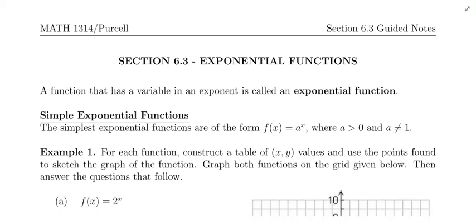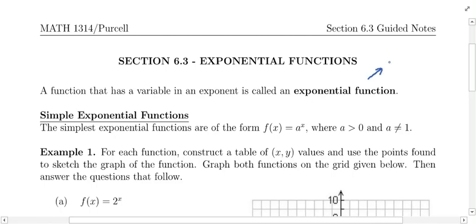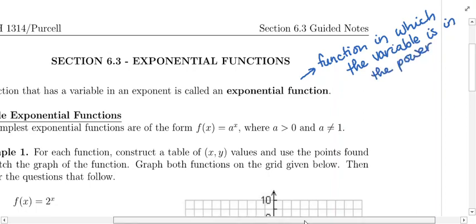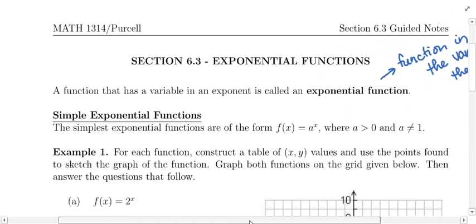Section 6.3, Exponential Functions. First of all, we're going to talk about what an exponential function is. At the top it says a function that has a variable in an exponent is called an exponential function. Basically, an exponential function is a function in which the variable is in the power. In this section, we will be studying exponential functions.